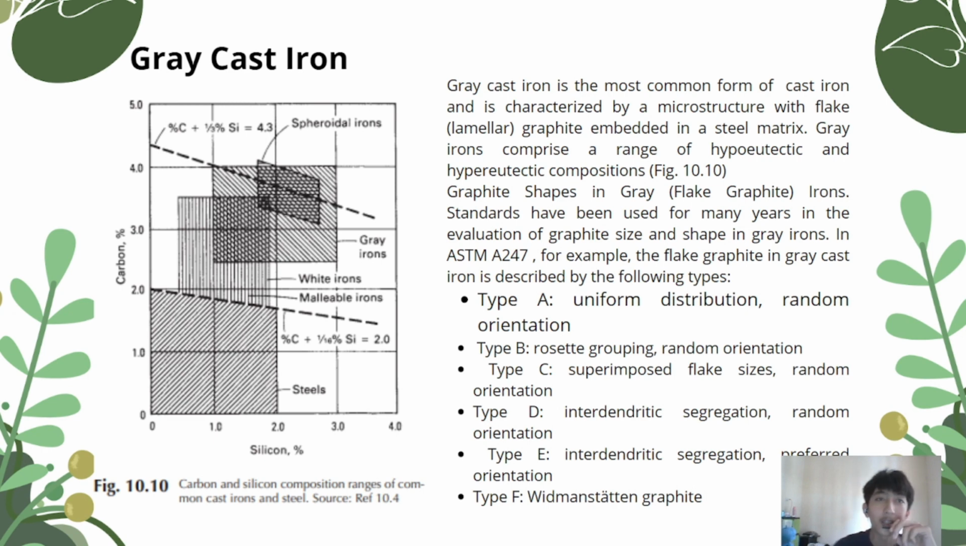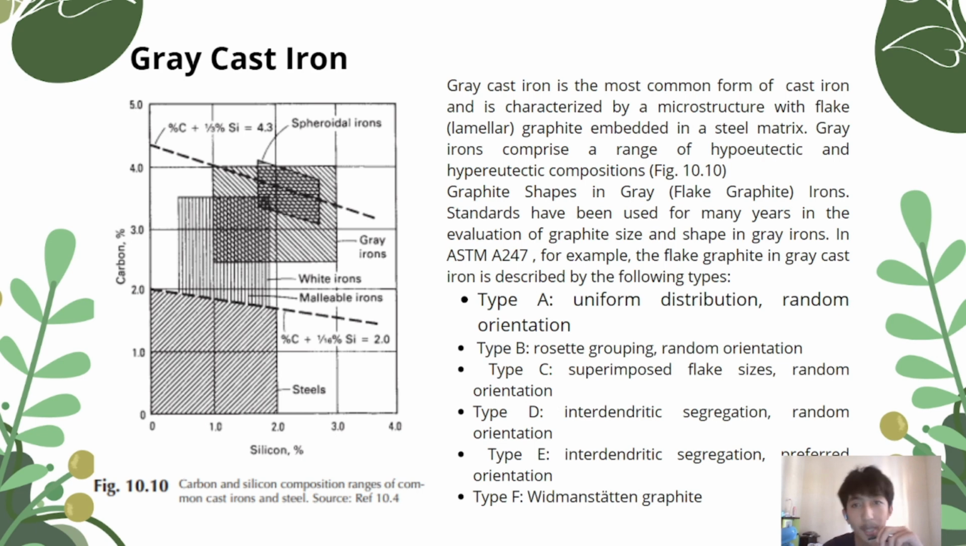Next is gray cast iron. Gray cast iron is the most common form of cast iron and is characterized by a microstructure with plate or lamellar graphite embedded in a steel matrix. Gray iron comprises a range of relatively hypoeutectic compositions, like the carbon and silicon composition range of common cast iron and steel.